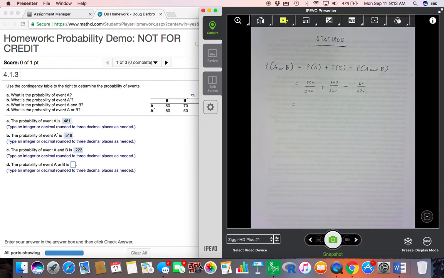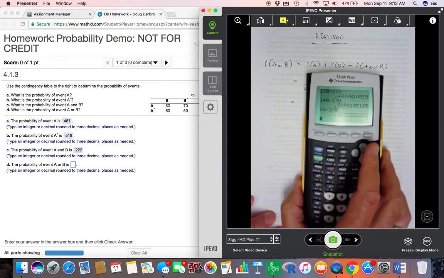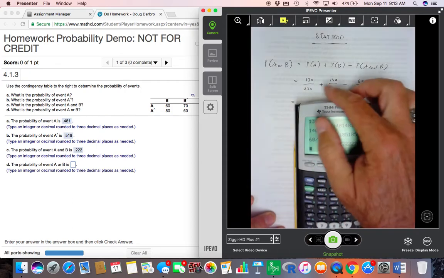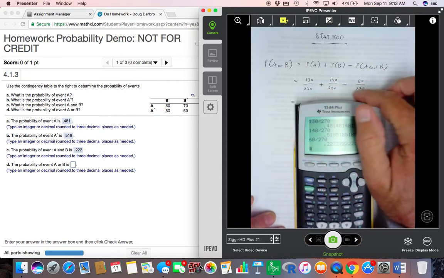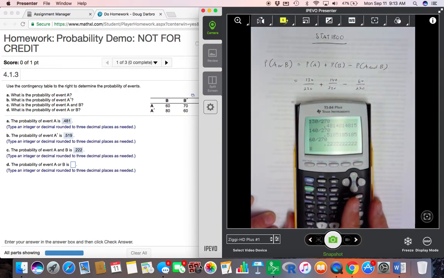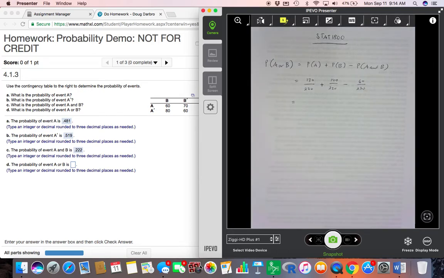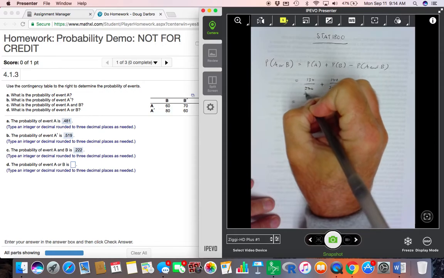Now, when I put that in my calculator, I can do a lot of different things here. I can see that I have the common denominator, so I could just take 130 plus 140, which is 270, minus 60, which is 210. That doesn't seem right. Probability of B is 140 out of... oh, guys, I'm wrong here. This is 270.